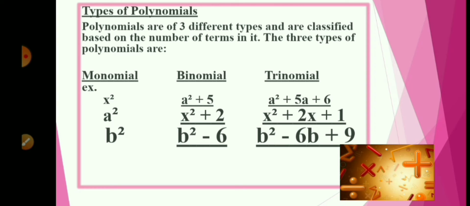In this trinomial, we have three terms: a squared, 5a, and 6. We use operations to combine them. In number 1, we use the addition operation. Number 2, we use addition operations again. And then number 3, we use both subtraction and addition.